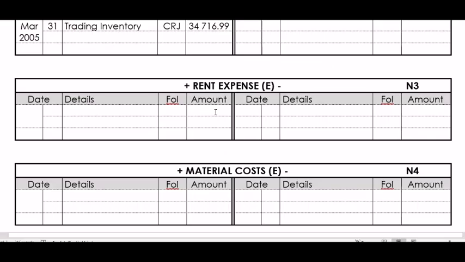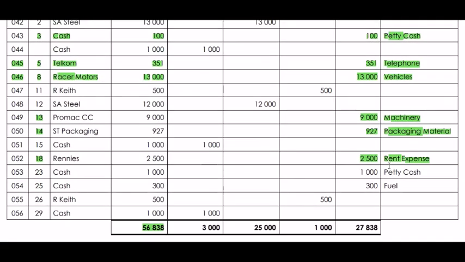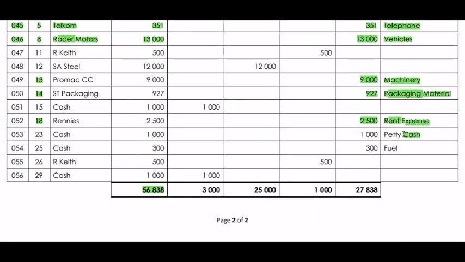So you go to rent expense in your general ledger. On the plus side or the debit side, you write March 2005, the 18th, that was the date of this particular transaction, bank CPJ and the value. Next one, we're almost done. There's petty cash again of 1,000 Rand on the 23rd.